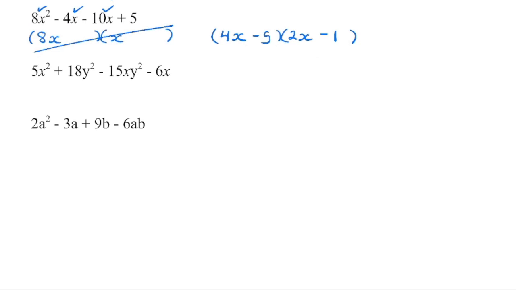Watch your signs closely. So then quickly FOIL this out. So we've got 8x squared minus 4x minus 10x plus 5.